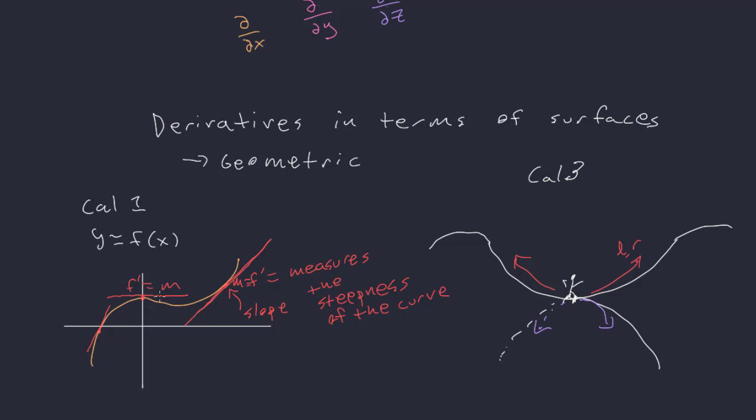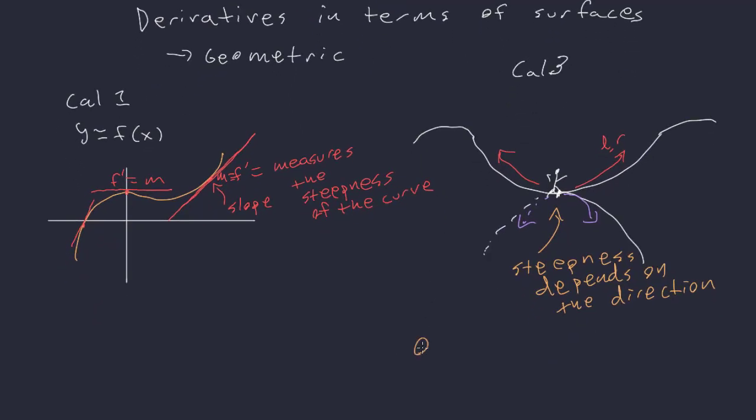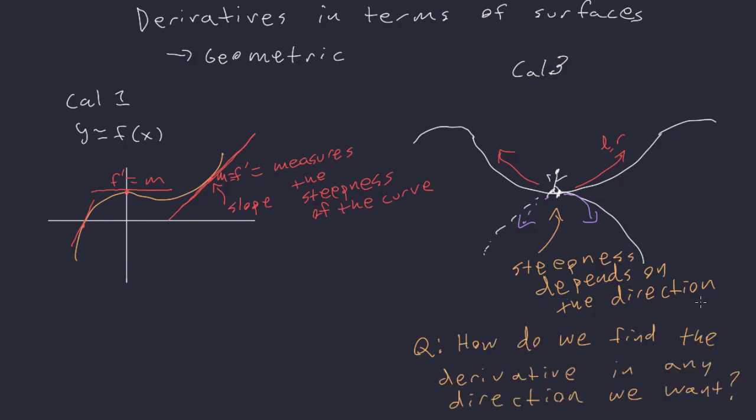That was not really something we had to worry about in Calculus 1, right? Because we were dealing with essentially one-dimensional problems. But here, the steepness is going to depend on the direction. Okay, so that's going to lead us into how we talk about what's going on. As far as the question becomes, what is the steepness in any particular direction? All right, so how do we find, that's the big question, is how do we find the steepness or the derivative in any direction that we want?